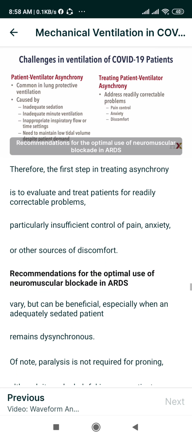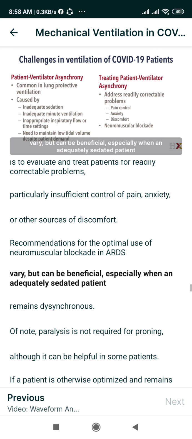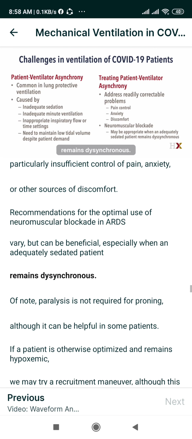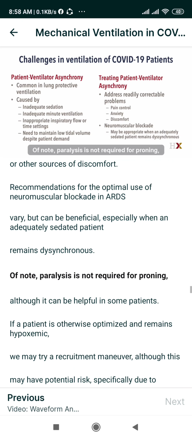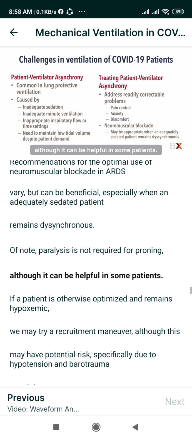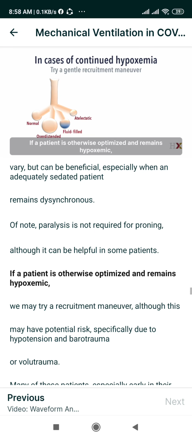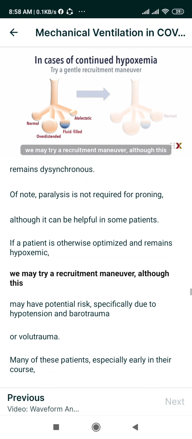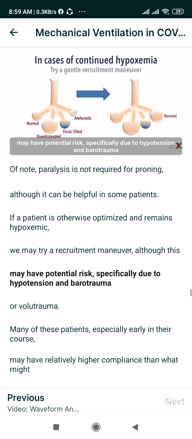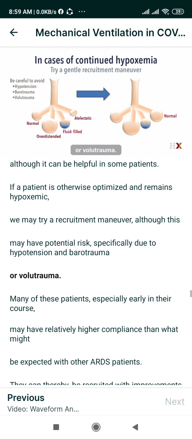Recommendations for the optimal use of neuromuscular blockade in ARDS vary, but can be beneficial, especially when an adequately sedated patient remains dysynchronous. Of note, paralysis is not required for proning, although it can be helpful in some patients. If a patient is otherwise optimized and remains hypoxemic, we may try a recruitment maneuver, although this may have potential risk, specifically due to hypotension and barotrauma or volutrauma.